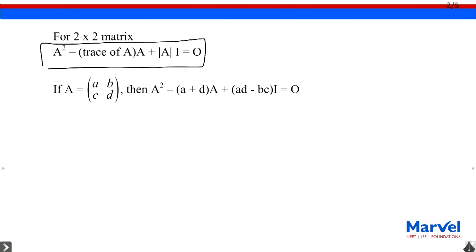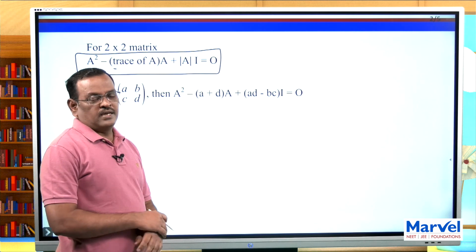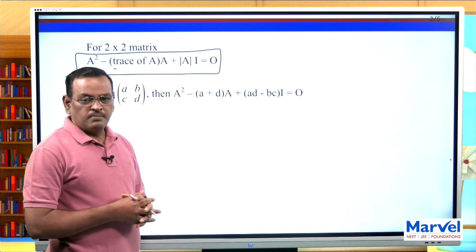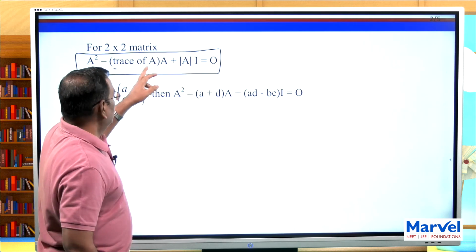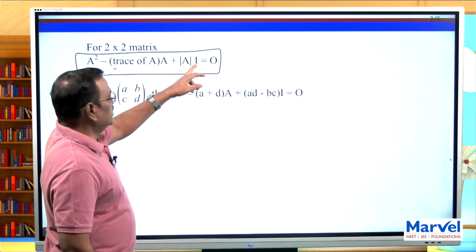For 2 by 2 matrix, the short trick is A square minus trace of A into A plus determinant of A into I. What is the meaning of trace of A? Trace of A is nothing but the sum of all diagonal elements. Sum of all diagonal elements.